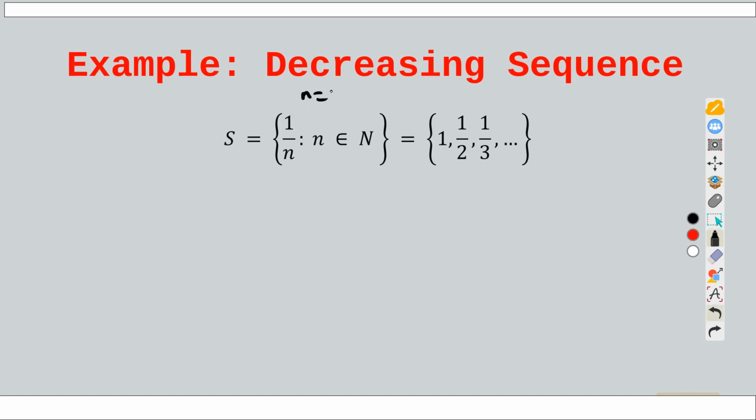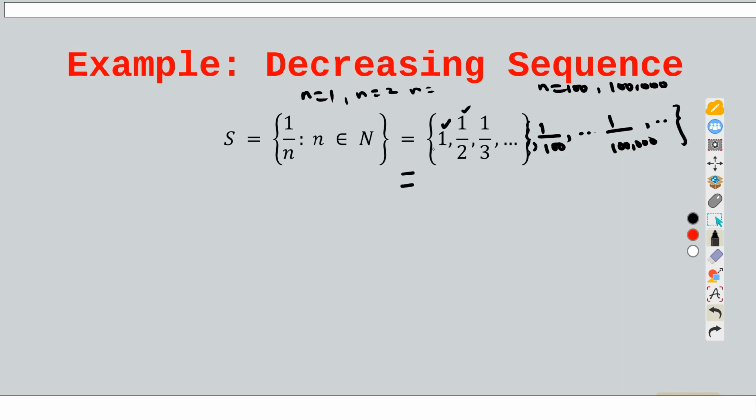When n is 1, we have 1 over 1, which is 1. When n is 2, we have 1 over 2. When n is 3, we have 1 over 3. If n is 100, you have one of your terms as 1 over 100. When n is 100,000, I will have 1 over 100,000. I want to see the nature of the terms of this sequence by putting some other values of n that will give me the picture of how my terms are.